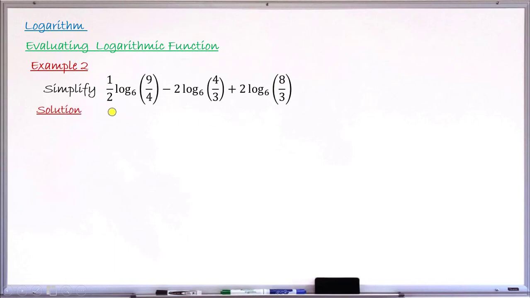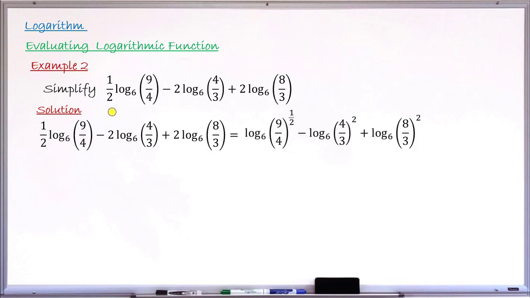Solution to this problem, copying the given task there. What we now do, we always apply the laws and the properties of logarithms. This is what we shall be doing. So what I'm going to do first is to apply that property, that is this 1 over 2, this multiplicative factor. It will now come and be a power of this bracket. So this half now changes into a power here. And this 2, also the multiplicative factor of log to base 6 of 4 over 3, now becomes a power to this bracket 4 over 3.